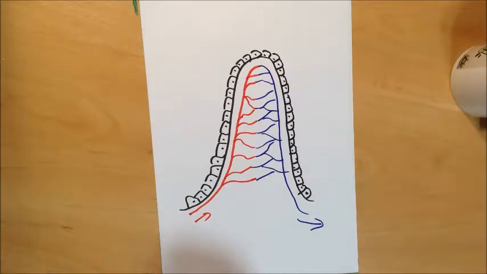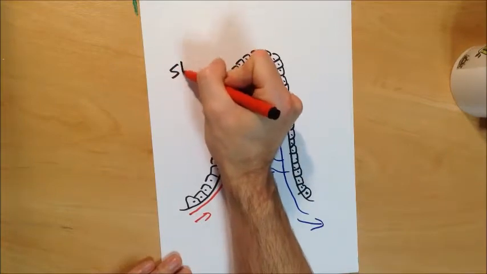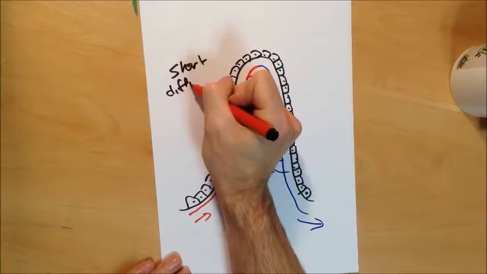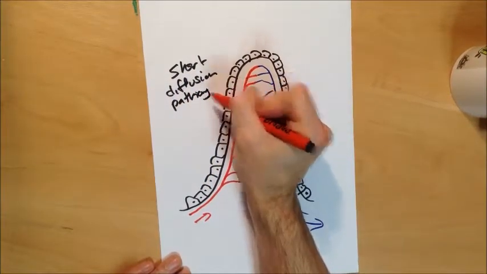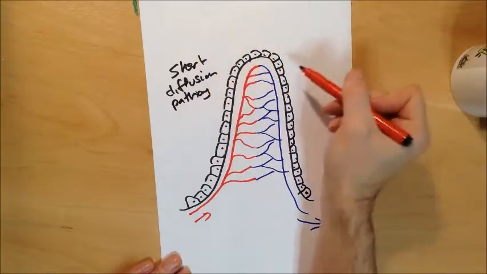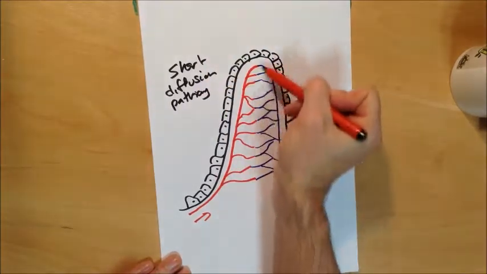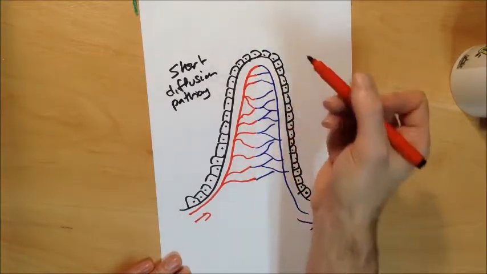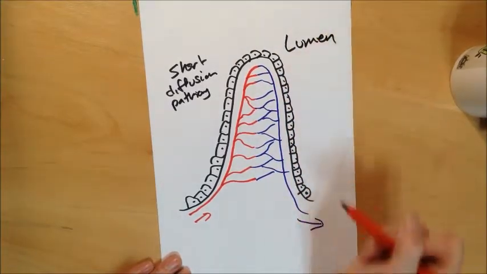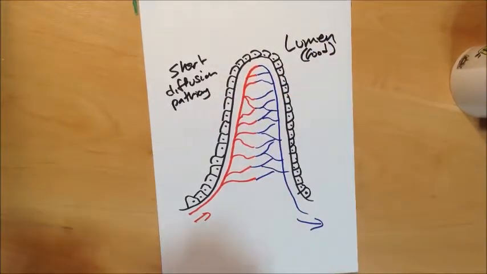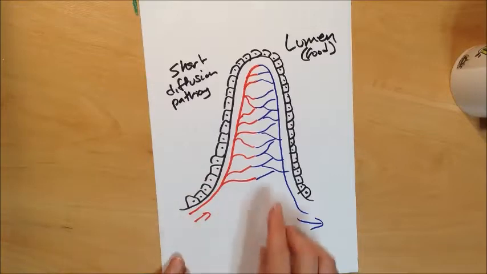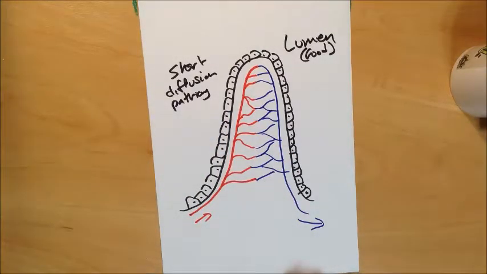And you can see that this provides, and I'll write it down because it's quite important, a very short diffusion pathway. Because the very middle of the villus here, the bit where the blood is very close to what's called the lumen of the small intestine, and the lumen is the middle bit, that's where the food is. So you can see there's a very short diffusion pathway there. So digested nutrients, such as glucose and amino acids, they've got a very, very short diffusion pathway to get into the bloodstream there.